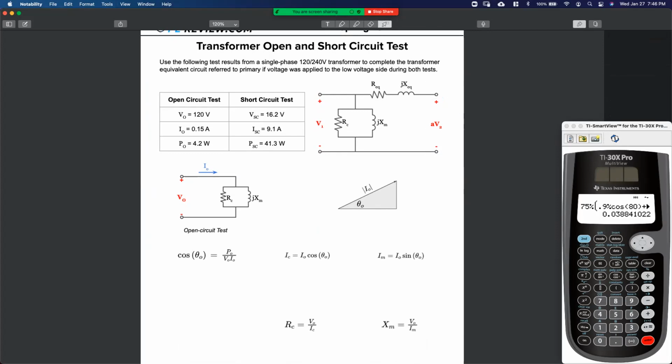So what we're going to do is solve for our core values and our primary equivalent values using this test data. And that's going to help us be familiar with these values. So the problem says, use the following test results from a single phase 120 volt, 240 volt transformer to complete the transformer equivalent circuit referred to primary if the voltage was applied to the low voltage side during both tests.